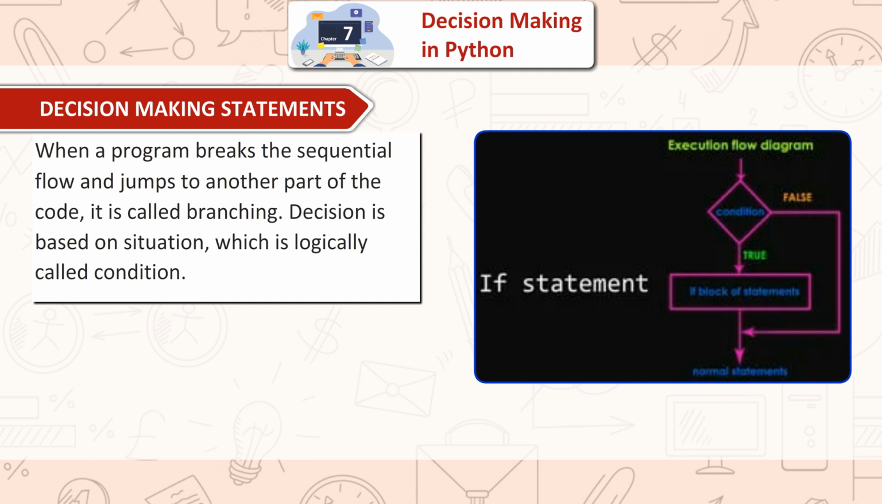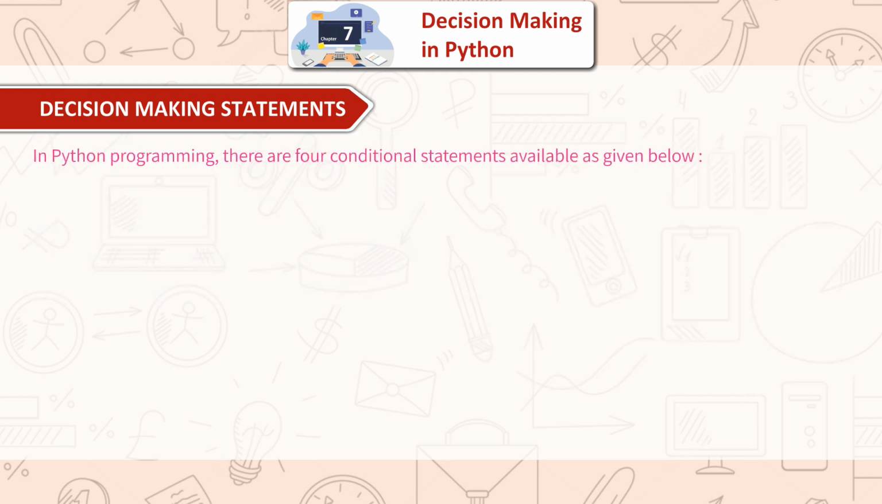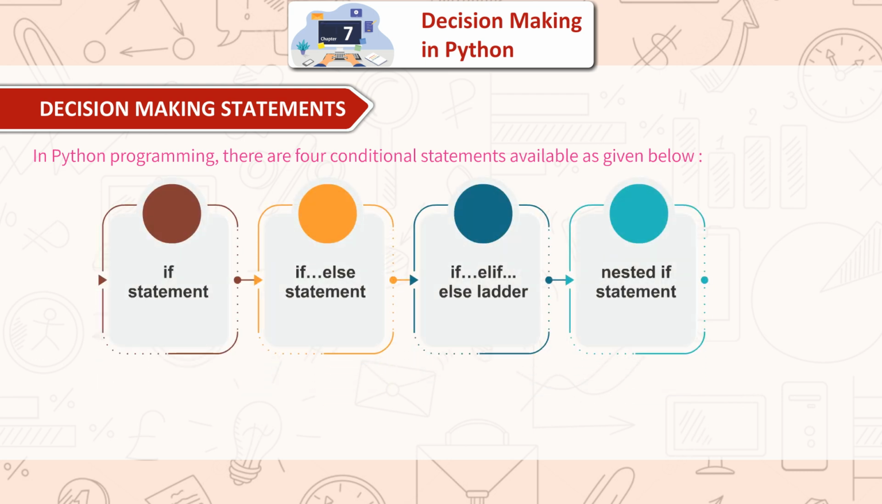When a program breaks the sequential flow and jumps to another part of the code, it is called branching. Decision is based on a situation, which is logically called a condition. In Python programming, there are 4 conditional statements available as given below: if statement, if-else statement, if-elif-else ladder, nested if statement.